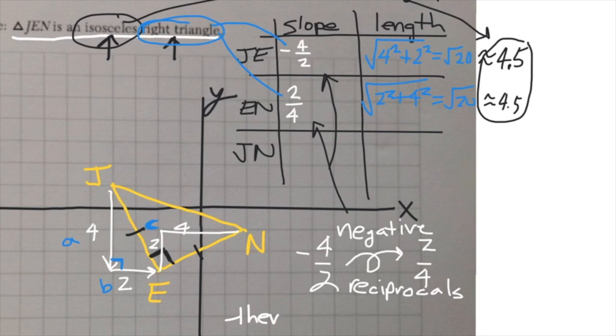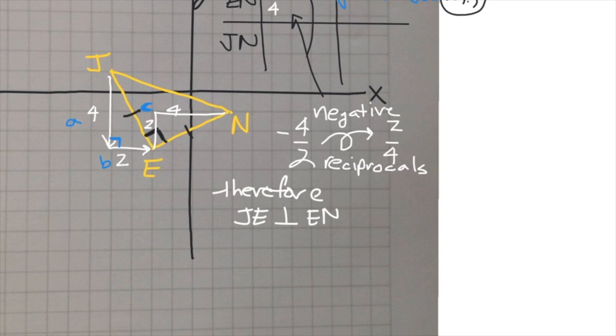Therefore, JE is perpendicular to EN. And then if you want to go even farther than that, you could say, so triangle JEN is a right triangle.